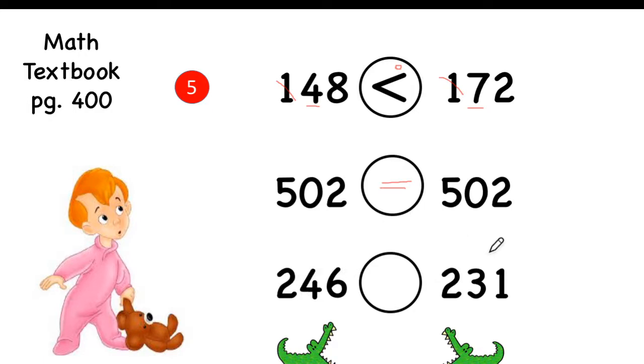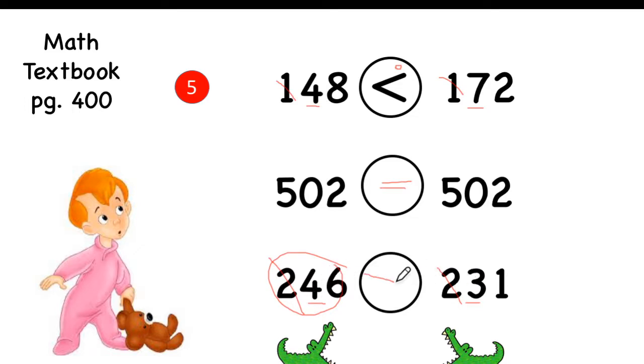246, 231. We cannot use the hundreds because they are the same. We will use the tens. 4 and 3. Which one is greater? 4 or 3? Which one is bigger? I cannot hear you. 4 is greater. That means that whole number on this side is greater because 4 is greater.